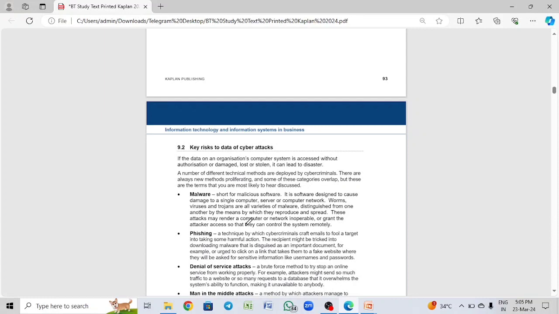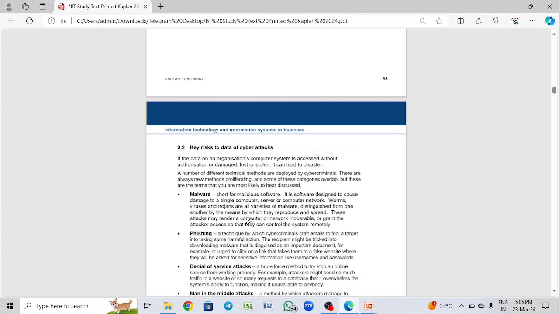Now, phishing. What is phishing? Phishing is, for example, when we get unknown mails or messages asking us to click on certain links so that we get certain rewards, points, or money. Such kinds of crimes come under the category of phishing.